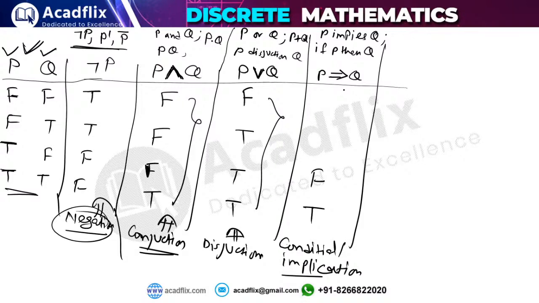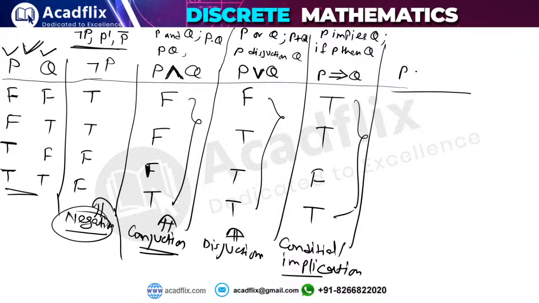So when P is false, then it will automatically become true. So this P implies Q will become true when P is false. So the truth table will be like this: true, true. So you can see that when P is false then it will automatically become true. So this is an interesting operation that we have, so you should focus on it.